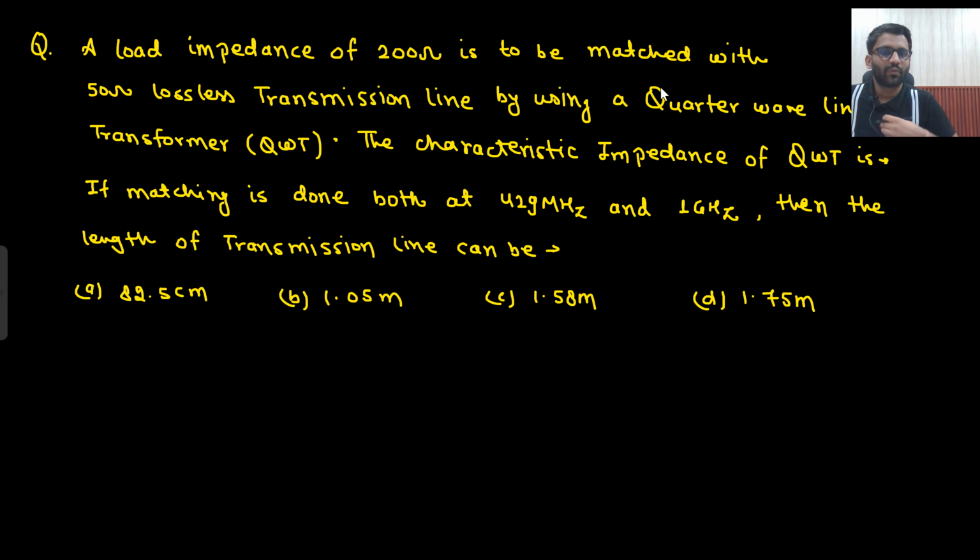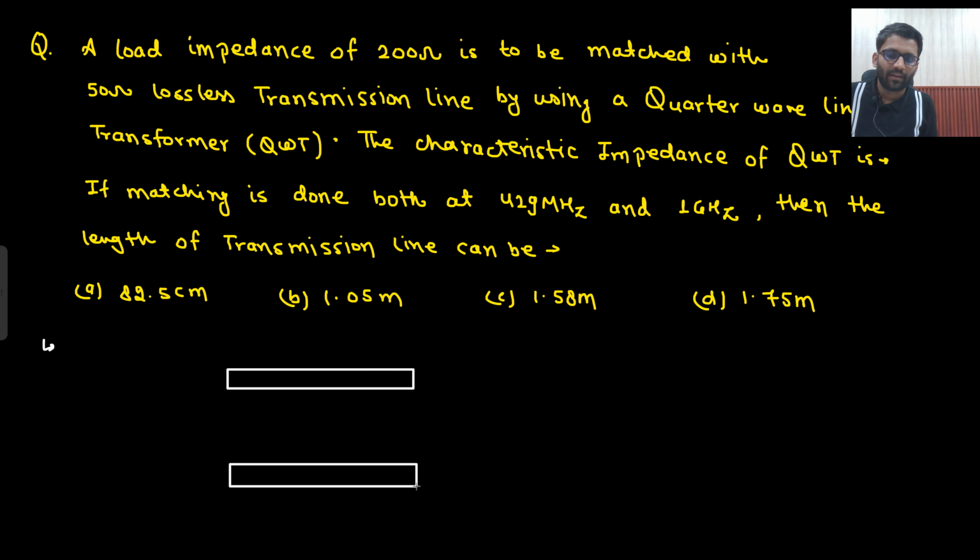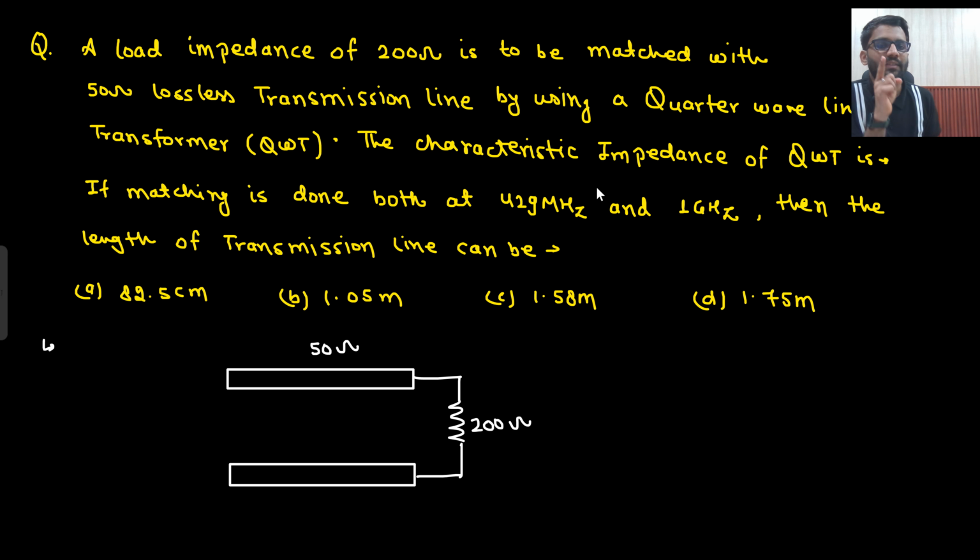A load impedance of 200 ohm is to be matched with a 50 ohm lossless transmission line. Are you able to understand? A 50 ohm lossless transmission line is there, and this should be matched to a 200 ohm load. So what should be the characteristic impedance of the quarter wave line transformer?